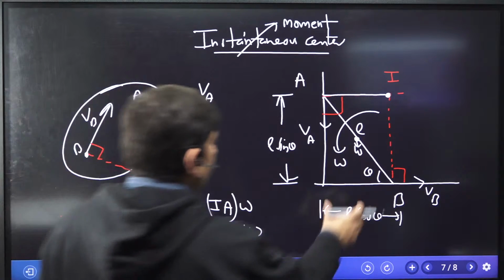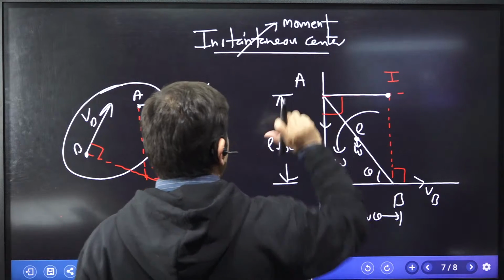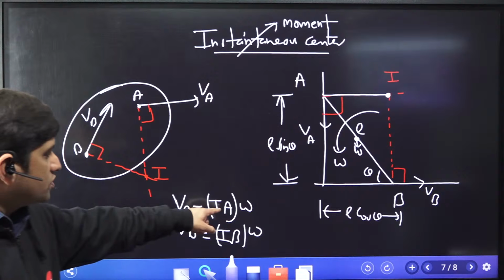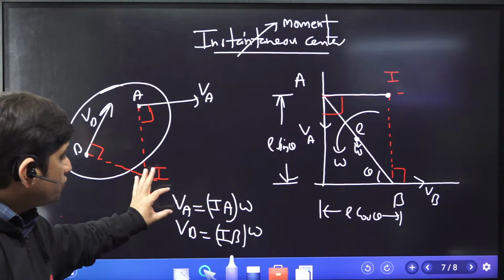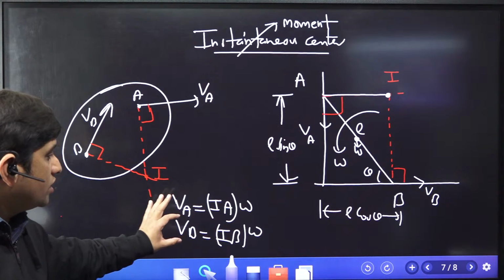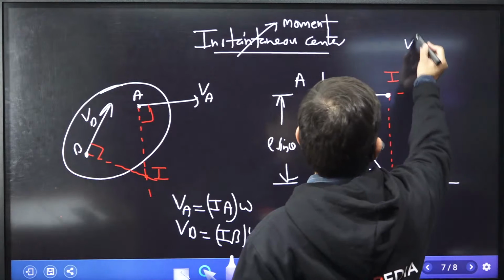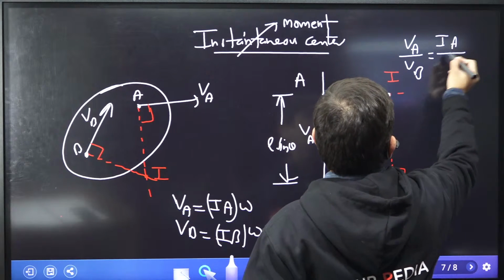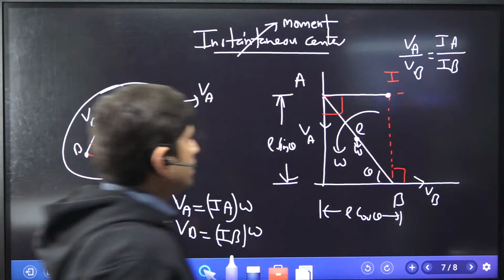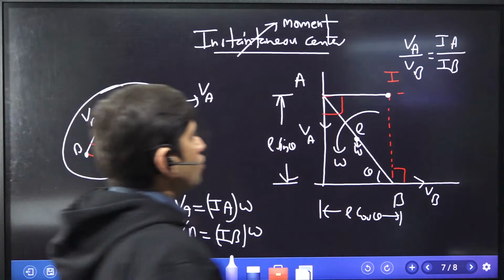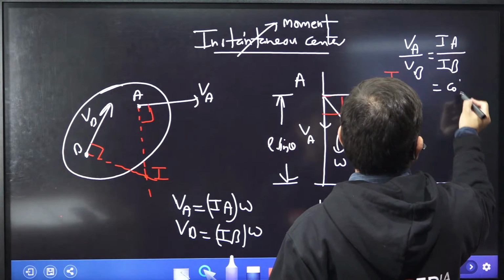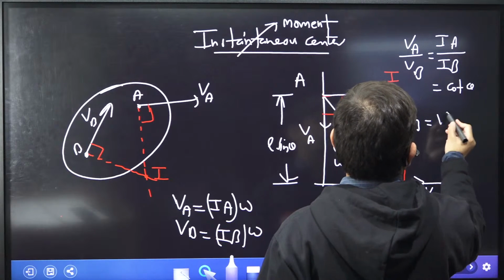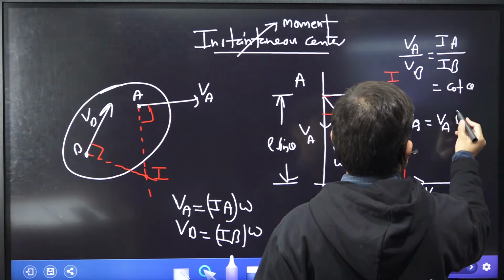Now, what is IA? IA is L cos theta. What is IB? IB is L sin theta. So if you take the ratio of these two, you can find out the relation between VA and VB. Let's divide. So VA over VB is equal to IA over IB. And what is that? L cos theta over L sin theta. This comes out to be cot theta. That means VB is nothing but VA into tan theta.